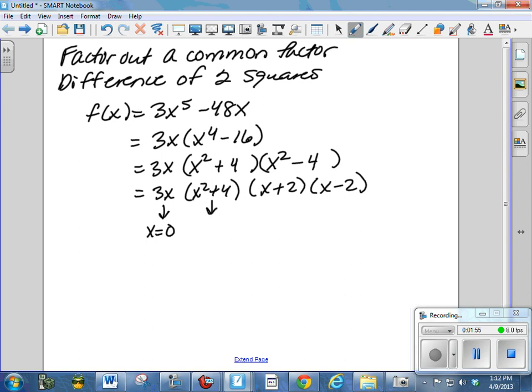Looking at this, we did this before. If I set this equal to 0, x squared plus 4 equals 0, x squared equals negative 4. I'm going to get plus or minus 2i. For the zeros that go here, this would be a zero of negative 2, and this would be a zero of positive 2. So I was able to factor this fifth degree polynomial and find all of the zeros. So sometimes that's a possible way to find the zeros.